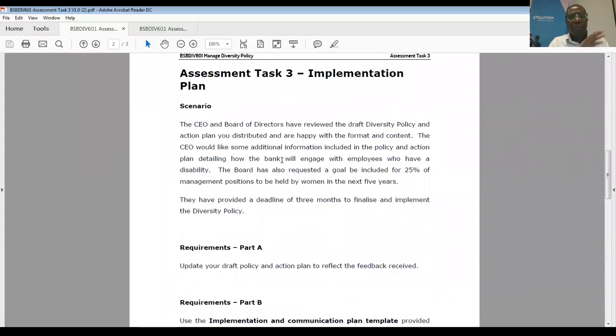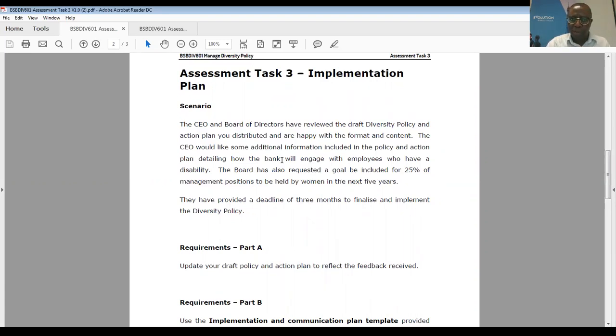So the scenario: the CEO and the board of directors have reviewed the draft policy and action plan you distributed and are happy with the format and content. So you were asked in assessment 1 and 2 to put together a draft policy for diversity, and now they're happy with your business case. They've reviewed the draft policy that you put back, and now the CEO would like some additional information included in the policy and action plan, detailing how the bank will engage with employees who have disability.